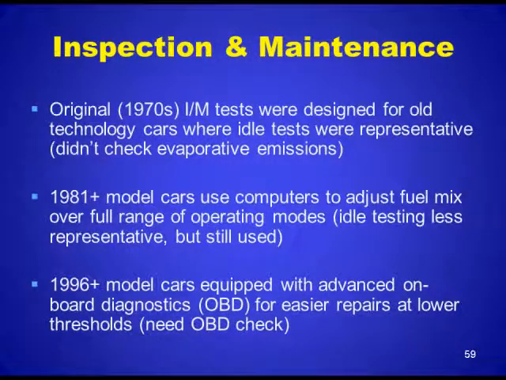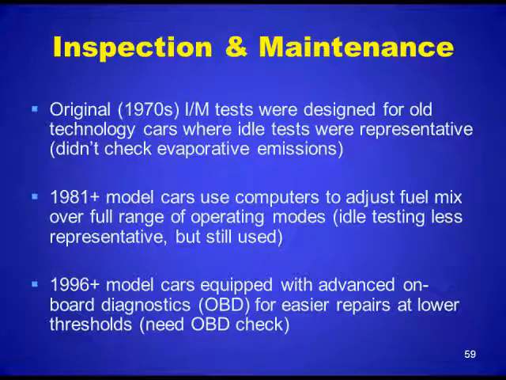However, after model year 1981, cars will use computers to adjust the fuel mix over a full range of operating modes. What this brought into place in the 1990 Clean Air Act were the I&M programs that involved putting the car on a treadmill called a dynamometer. Now, idle testing was still used in places, but it was less representative of the emissions of 1981 and newer model year cars because of the technology change in the cars.